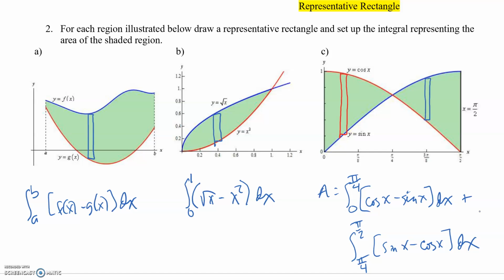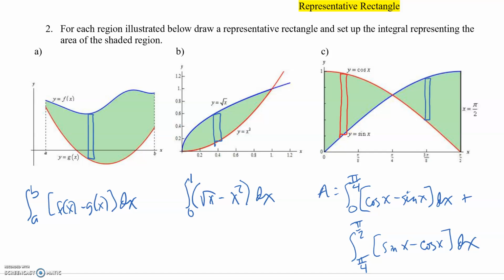Does that make sense, kids? And we're not going through and solving these. I'm assuming that you guys can go ahead and evaluate those because we're not done with the problem. I'm just showing you how to set up the integrals here. Okay.